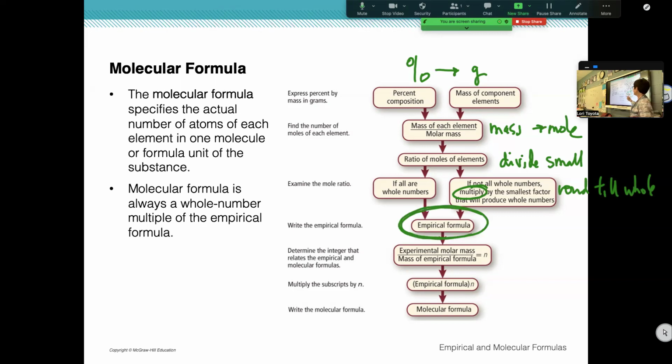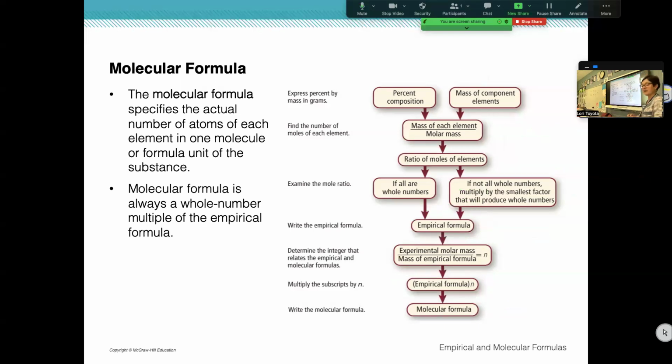From the empirical formula, you've got some kind of experimental data given to you. You divide it by the mass of the empirical formula itself. You multiply the empirical formula by that factor, and there you are. You arrive at your answer. So we'll work a couple of examples together.